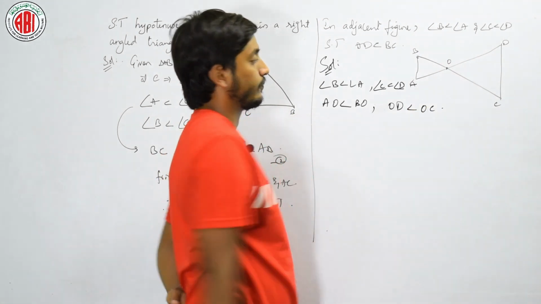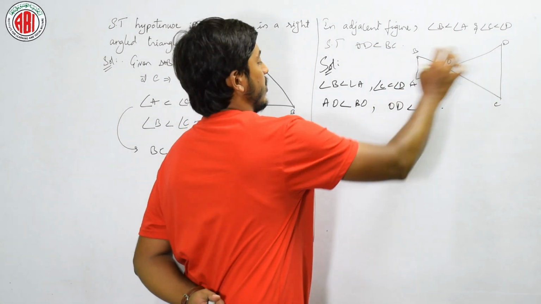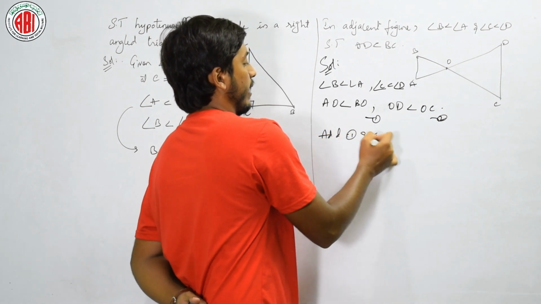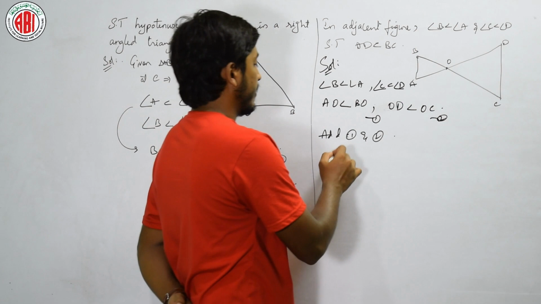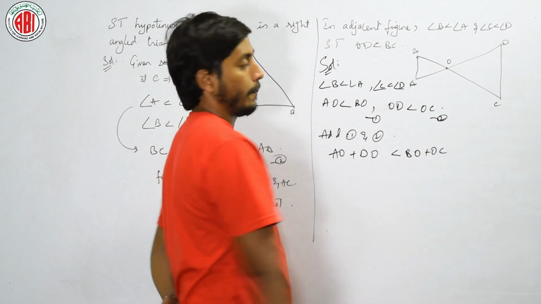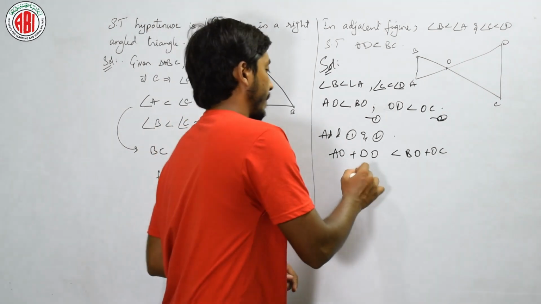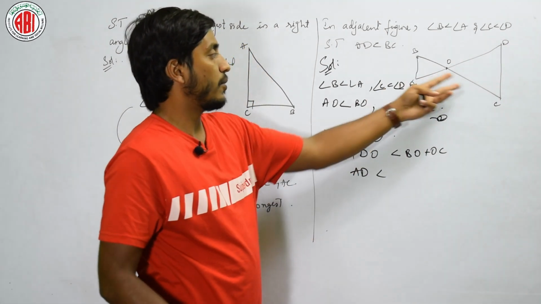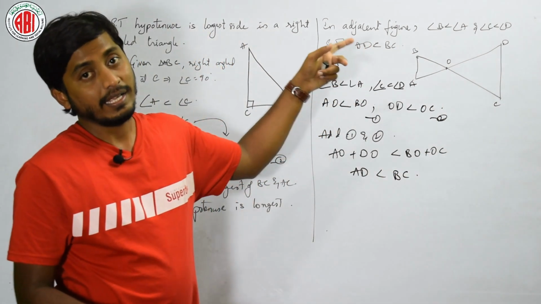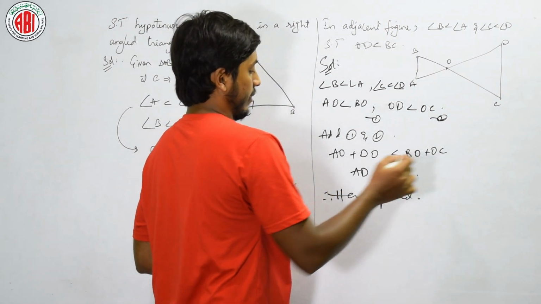That is OC. Clear? Now, if we observe, just add both, AO plus DO. Let us take it as 1, let us take it as 2. Add 1 and 2. That is, AO plus DO is less than BO plus OC, right. What is this AO plus DO? That is AD. What is this BO plus OC? Nothing but BC. This is what he asked us to prove. Yes, right. Clear? Hence proved, right.